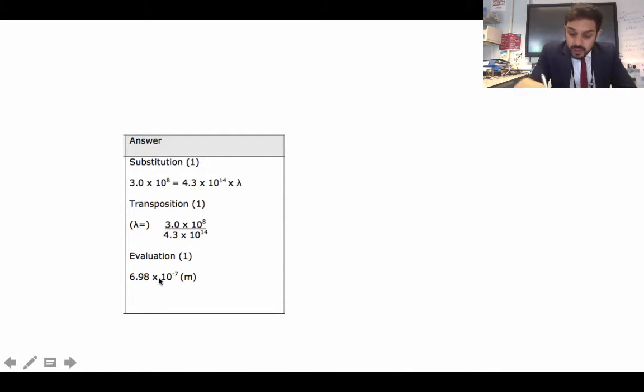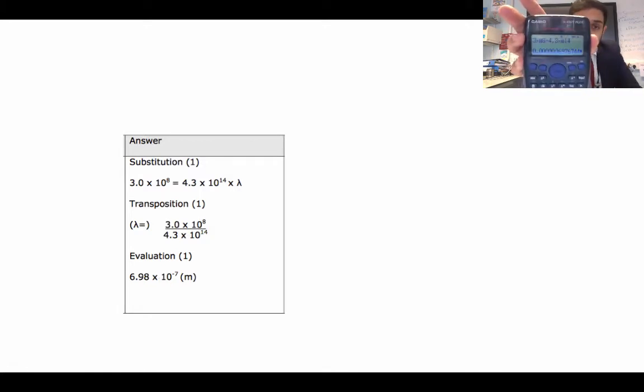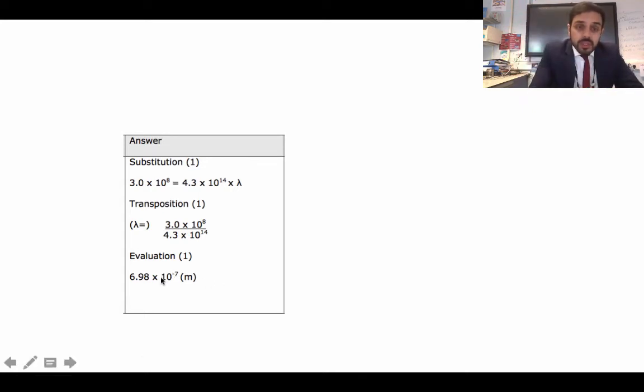So if your calculator came out in standard form, mine's come out as a full number like that. If it came out in standard form, you could write it down in standard form. You don't need to change it into the full number like this. If the answer is in standard form, you keep it in standard form.